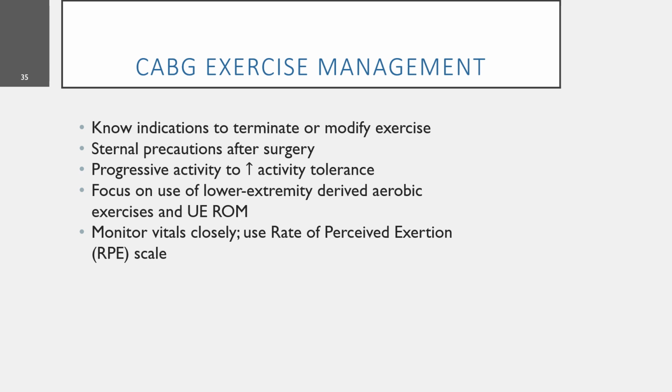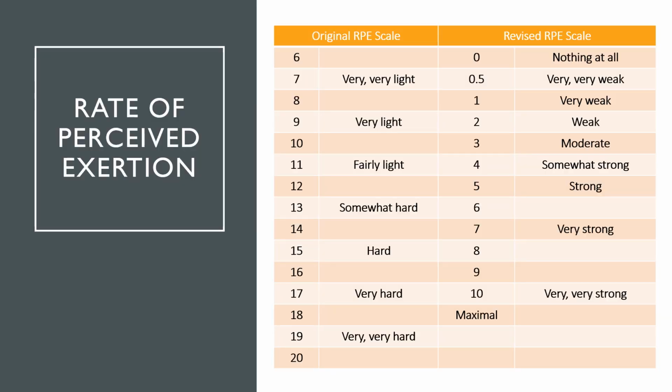CABG exercise management includes knowing the indications to terminate or modify exercise, understanding sternal precautions after surgery, progressive activity to increase activity tolerance, a focus on use of lower extremity derived aerobic exercises and upper extremity range of motion, and monitoring vitals closely using the rate of perceived exertion scale. Here is an example of the rate of perceived exertion, and the target for cardiac rehab would be between 11 and 14.